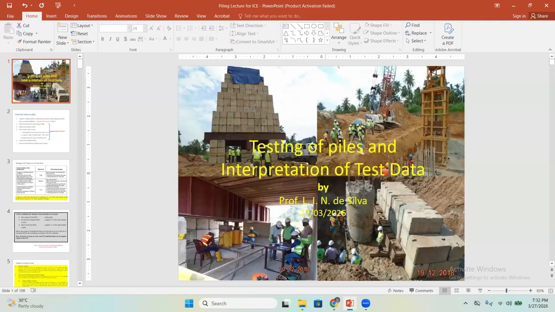Then I would like to discuss the compression load test. And there are a large number of tests: conventional static load tests, the instrumented pile load tests, or the maintained load test.